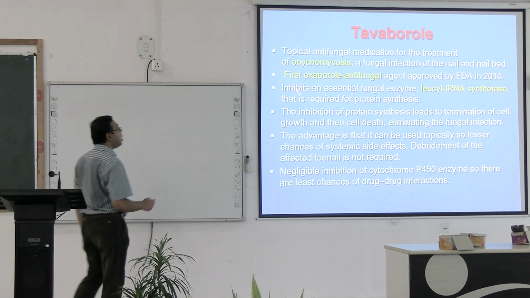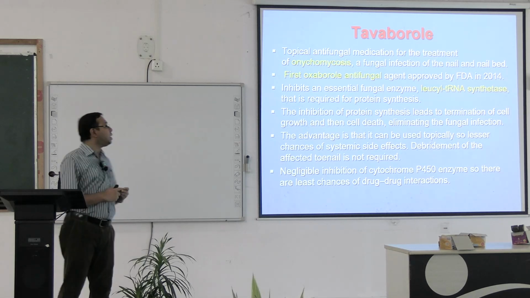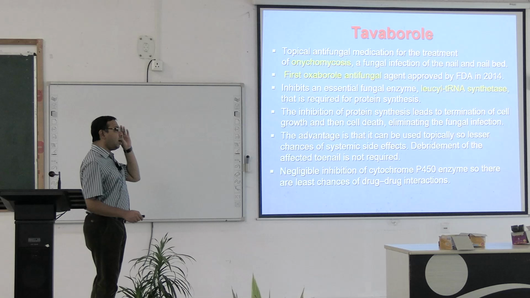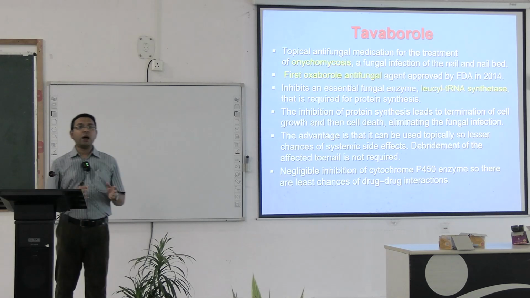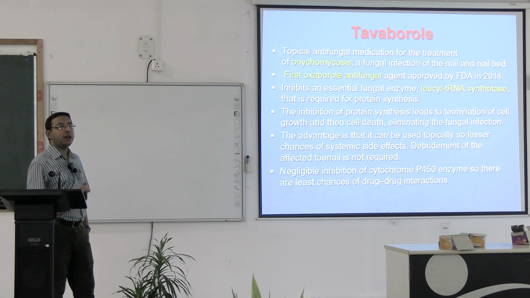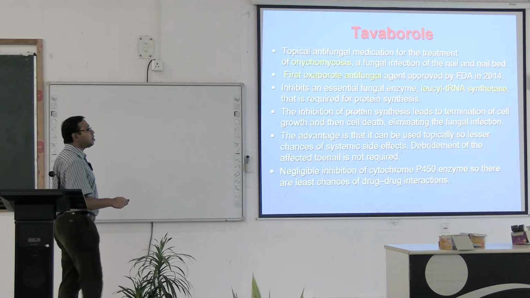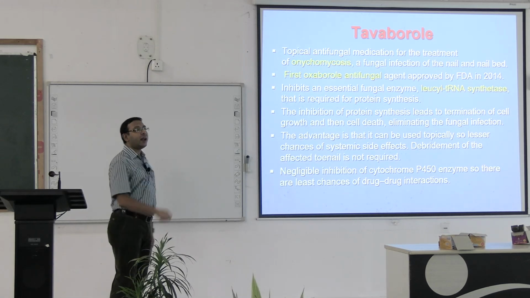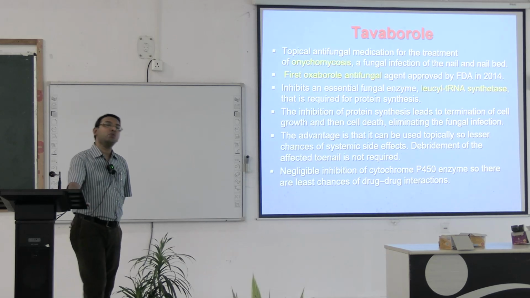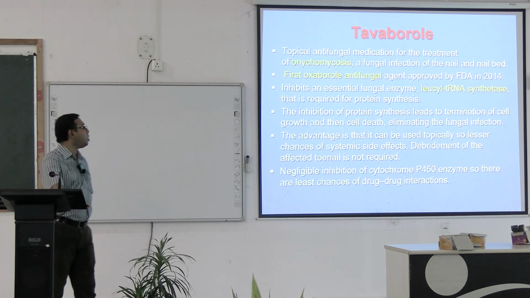Tavaborole is the newest topical antifungal medication for the treatment of onychomycosis, again fungus infections in the nails. This is the first oxaborole antifungal agent approved by the FDA. So, this is a new drug class, oxaborole antifungal, known as tavaborole, mainly used in onychomycosis. It inhibits an essential fungal enzyme, leucyl tRNA synthetase, which is used in protein synthesis within the fungal cells. So, they are mainly blocking protein synthesis within the fungus.